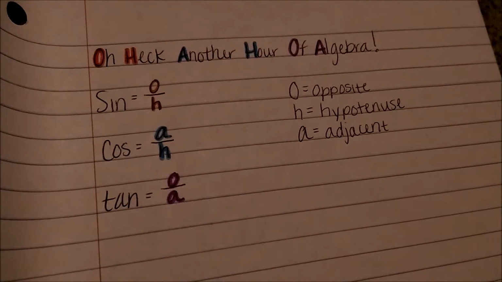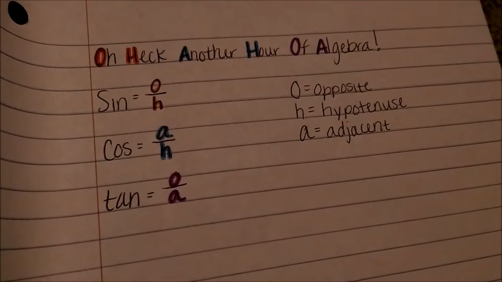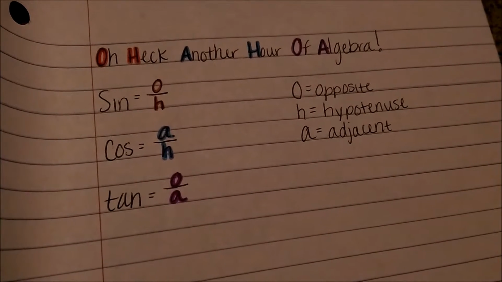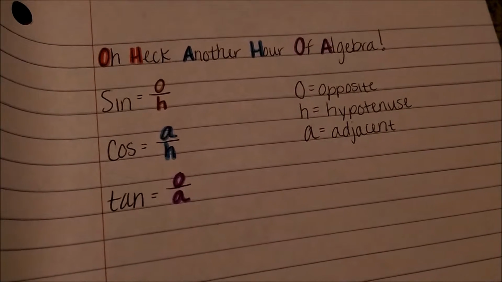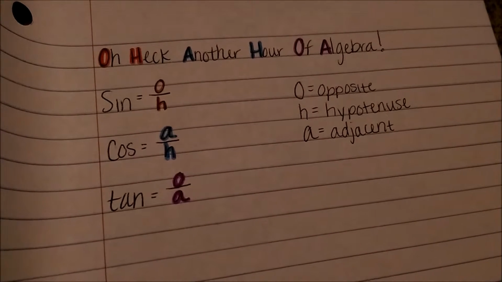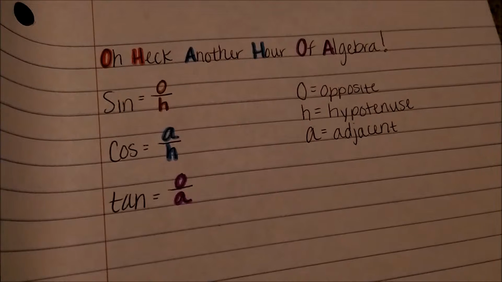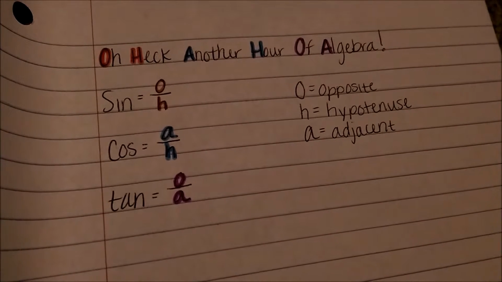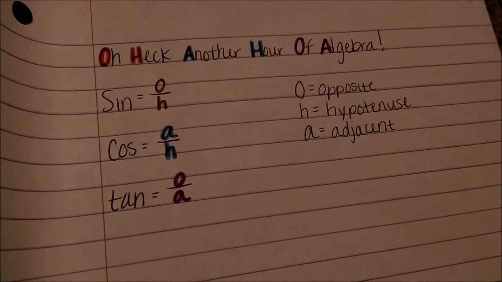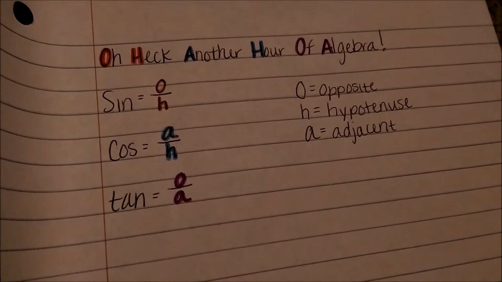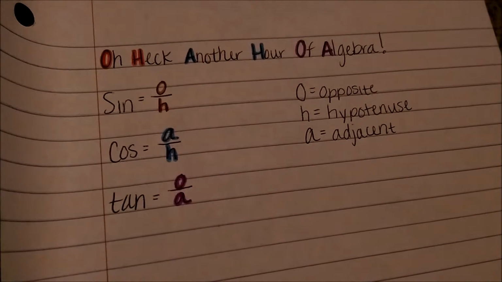In order to solve for angles and sides, we can use SOH CAH TOA. You have your O, which represents opposite, H represents hypotenuse, and A represents adjacent. Sine is O over H, cosine is A over H, and tangent is O over A. So we'll be using these to solve the next couple of problems.